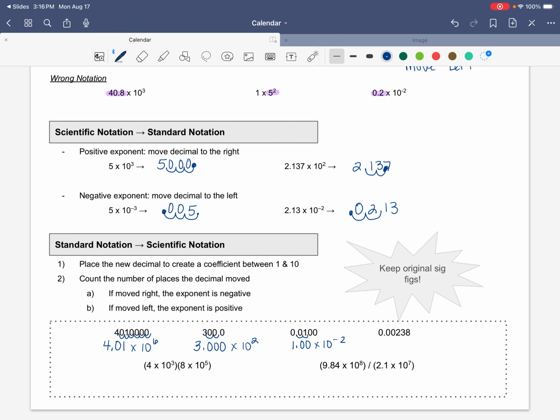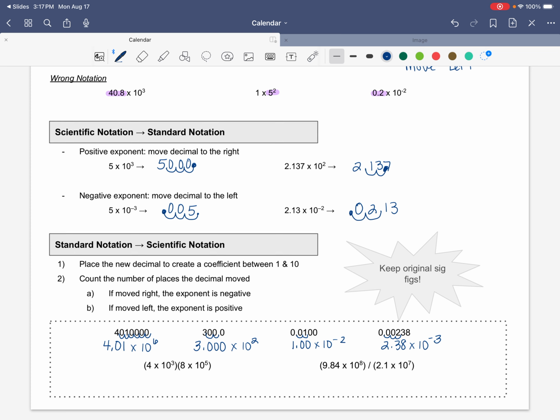The next one is also a decimal, so I know I'm going to have a negative exponent. Looking at sig figs, my leading zeros do not count, which means I just have 3 sig figs, the 2, 3, 8. My new decimal is going to go between the 2 and the 3, so 2.38 times 10. I know it's going to be a negative exponent because my starting number is small, and I moved 1, 2, 3 places to the right.